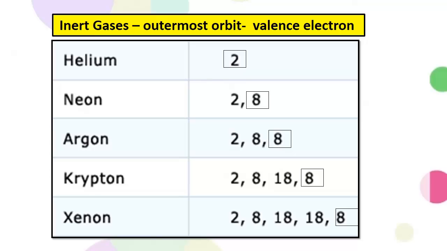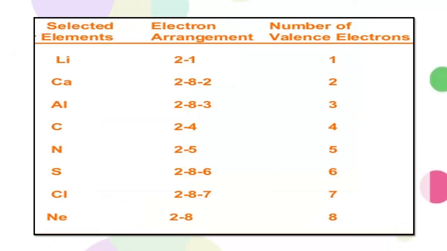In case of inert gases, the duplet and octet are completed. These gases do not have a combining capacity. Their valency is 0 and that's why they are known as inert gases or noble gases. They do not form any combination. Let's take a few more examples. Lithium 2 and 1. So the outermost orbit electron is 1. Calcium 2, 8, 2.